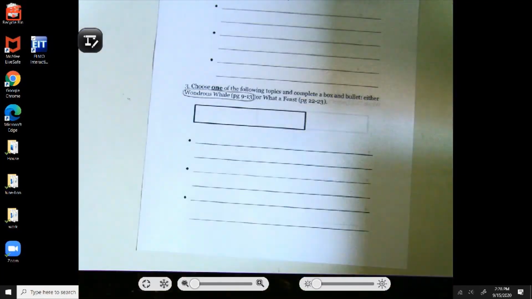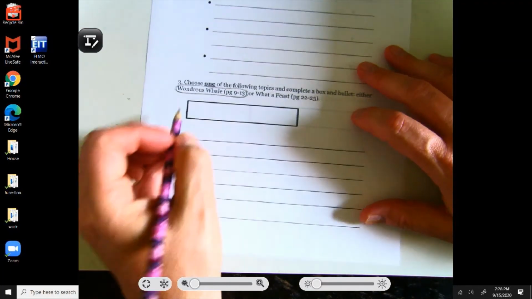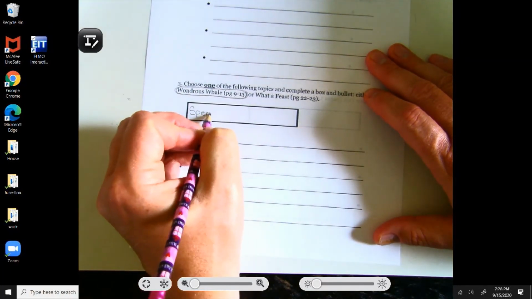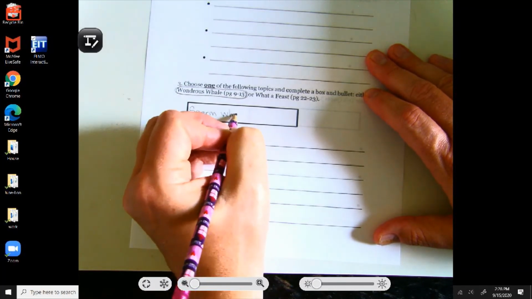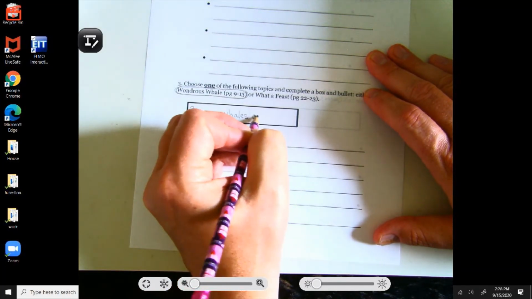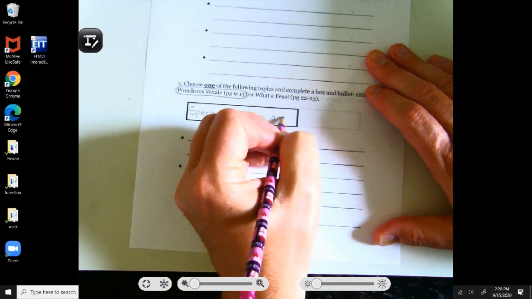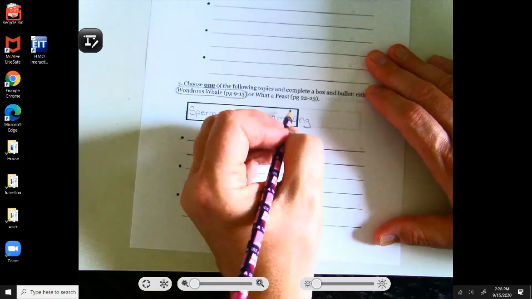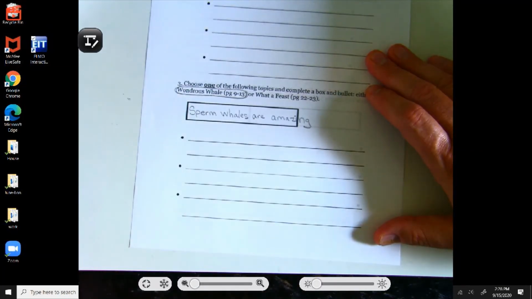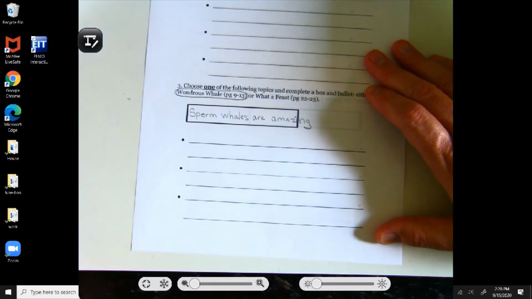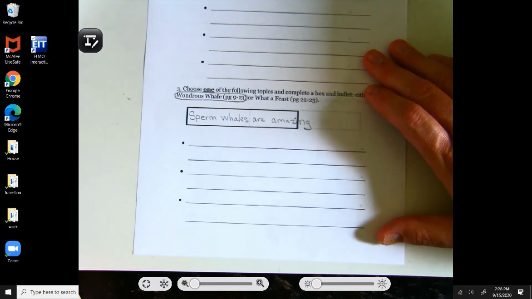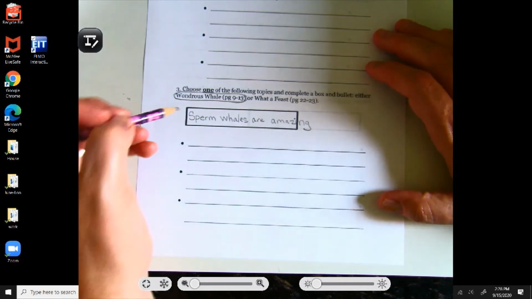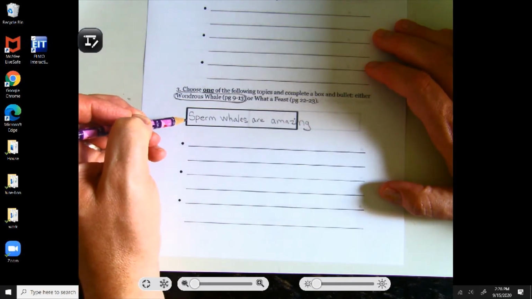So what if in our box, right, our main idea, what if we said sperm whales are amazing? And if you write big like I do and you need a little more space, that's okay. I often have trouble writing inside that space. Sperm whales are amazing. That's our main idea, our box.